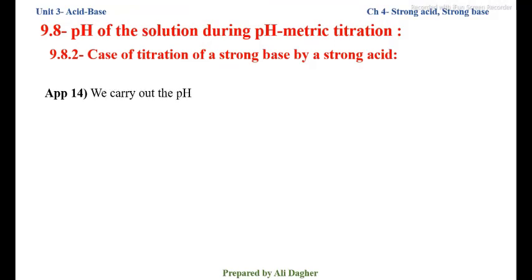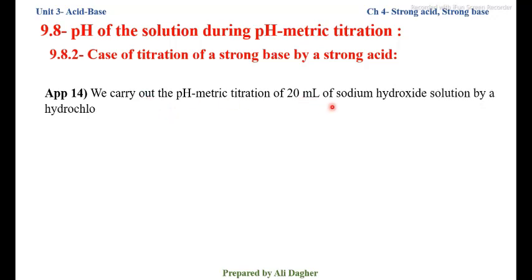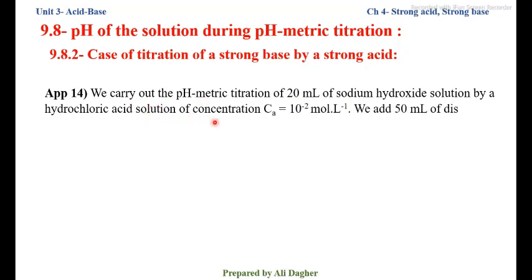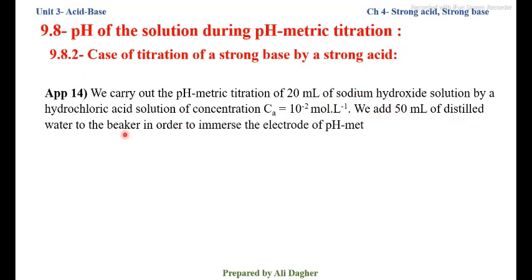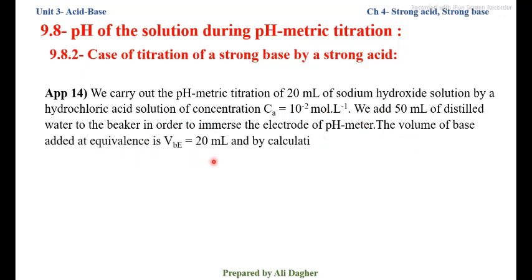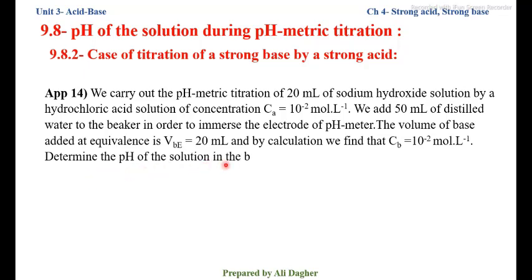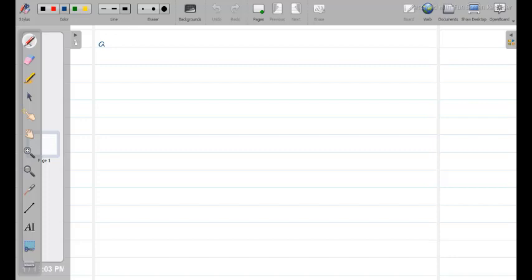Application 14. We carry out a pH-metric titration of 20 milliliters of sodium hydroxide solution by a hydrochloric acid solution of concentration Ca equal 10^-2 mole per liter. We add 50 milliliters of distilled water to the beaker in order to immerse the electrode of the pH meter. The volume of base added at equivalence is VBE equal 20 milliliters, and by calculation we find that CB equals 10^-2 mole per liter. Determine the pH of the solution in the beaker when the volume of acid added is 10 milliliters, second case 30 milliliters.